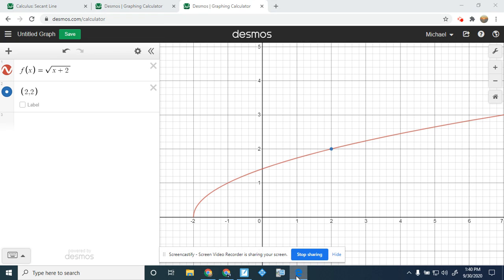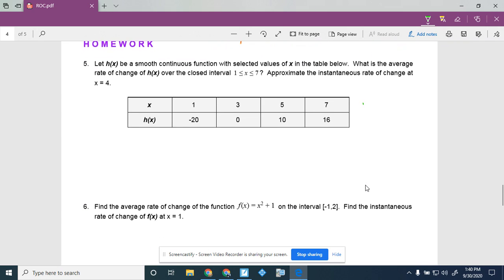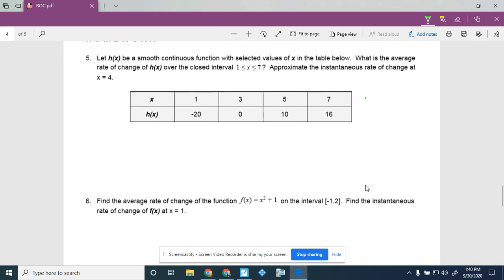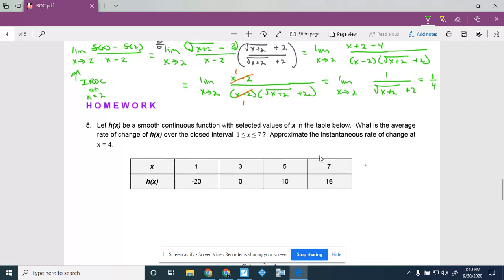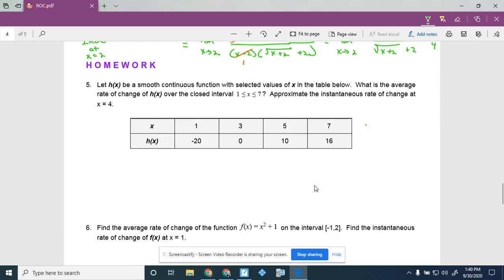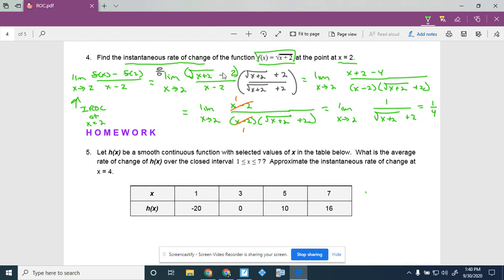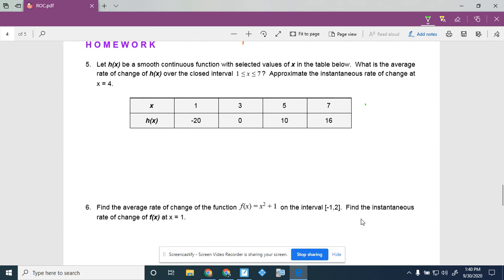All right. So those are some instantaneous and average rate of change problems. We have 2 homework questions for you here that I want you to do and submit. They're very similar. Question 6 is a lot like question 4. The only difference is instead of a radical function, you're dealing with a polynomial. And so the process to do the limit will not be conjugate. It will be do something else that we learned in the first unit.